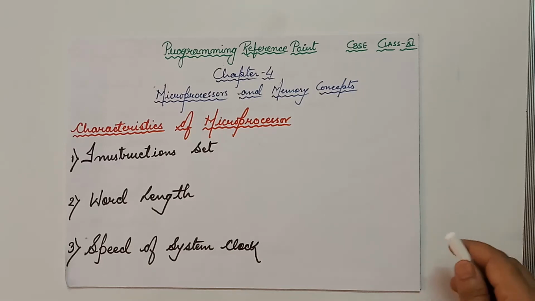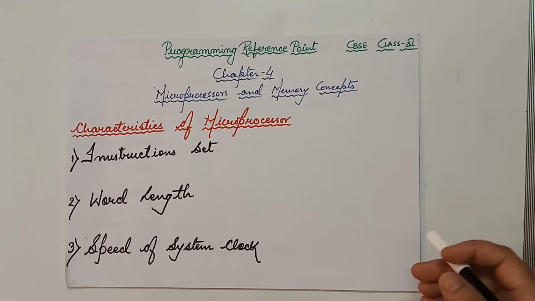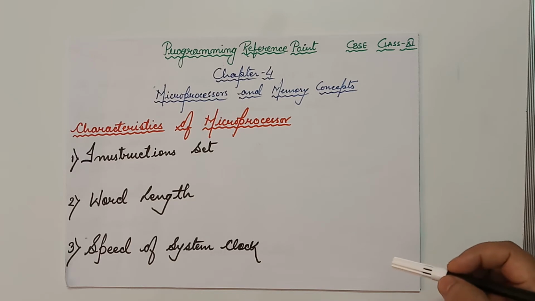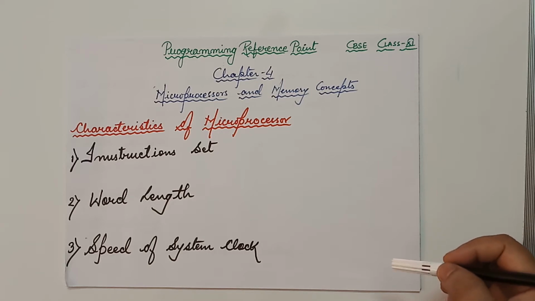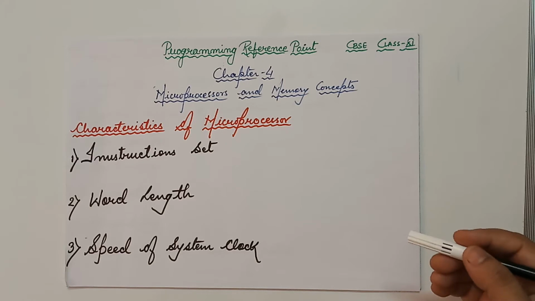Hello students, today we are going to discuss the characteristics of the microprocessor. A microprocessor has three characteristics. The first is the instruction set, second is the word length, and the third one is the speed of the system clock. So let's see one by one.